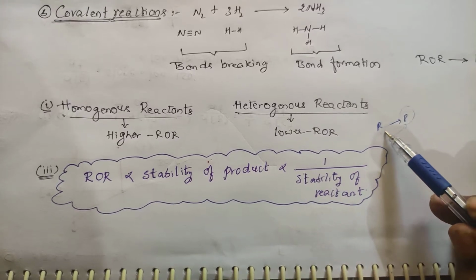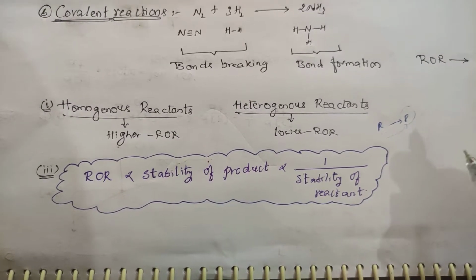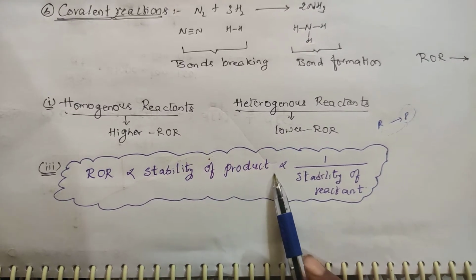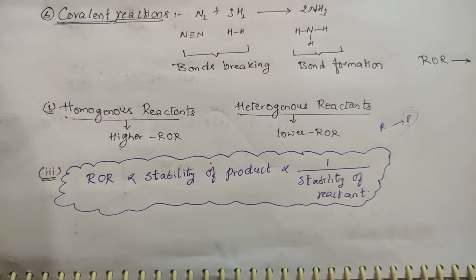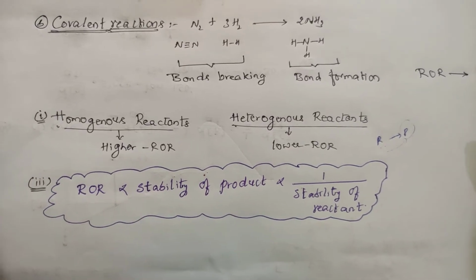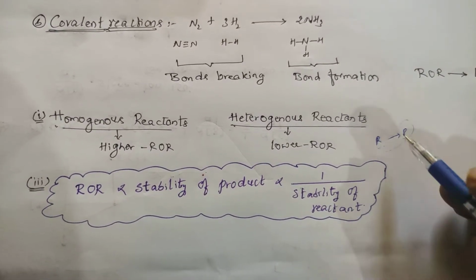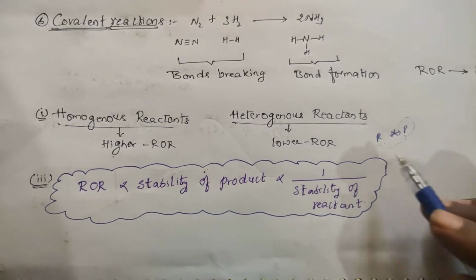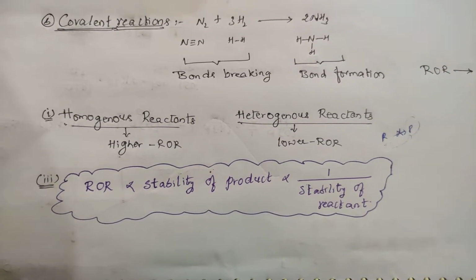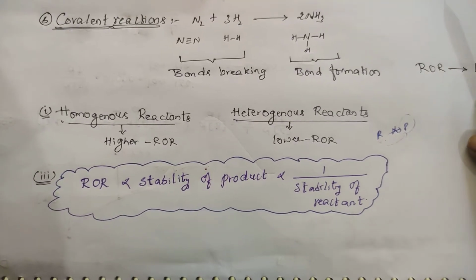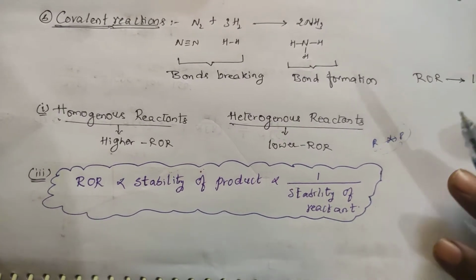So this type of reactions are very fast. The rate of the reaction is directly proportional to the stability of the product and inversely proportional to the stability of the reactant. If the reactant is more stable, the product is not formed. So what happens? It retains in the reactant stage itself, so the reaction will not occur. Then you can't calculate the speed of the reaction, meaning you can't calculate the rate of the reaction.